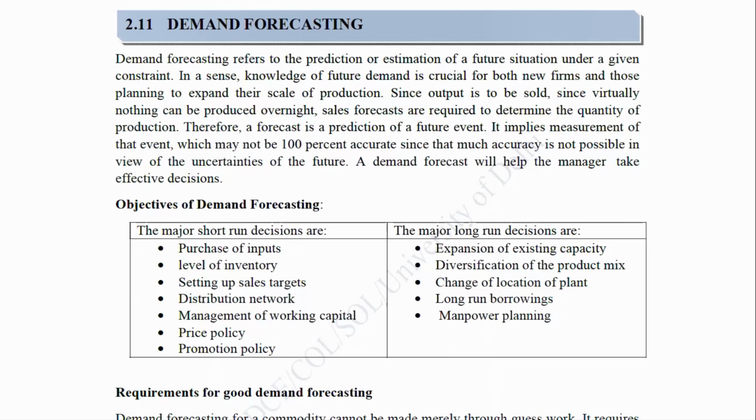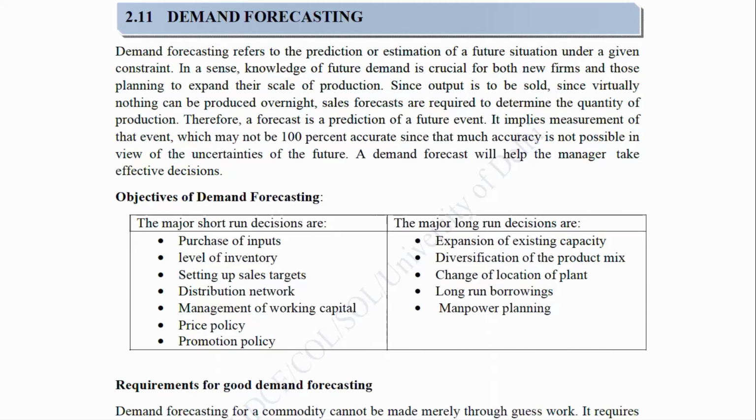Therefore, a forecast is a prediction of a future event. It implies measurement of that event, which may not be 100% accurate since that much accuracy is not possible in view of the uncertainties of the future. A demand forecast will help the manager take effective decisions.